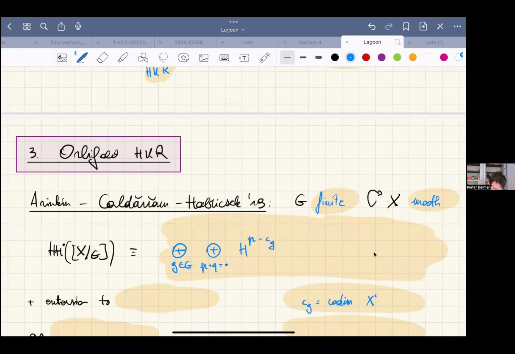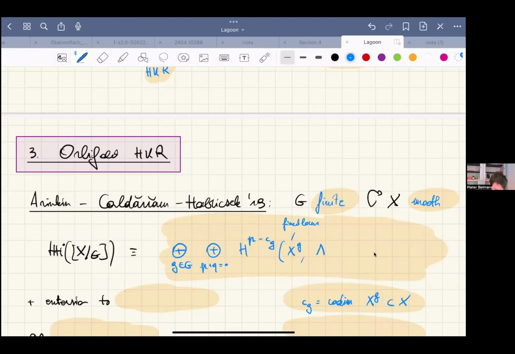of X^g inside X. So whenever we have a group element, it acts on X. It moves around a bit. There's going to be a fixed locus. This is going to be a closed subvariety of X itself. This thing has a codimension. And that's a number. And we can use that number to put it in that cohomological degree. And then we look at some sheaf cohomology on the fixed locus. Maybe I should have said that this is the fixed locus.